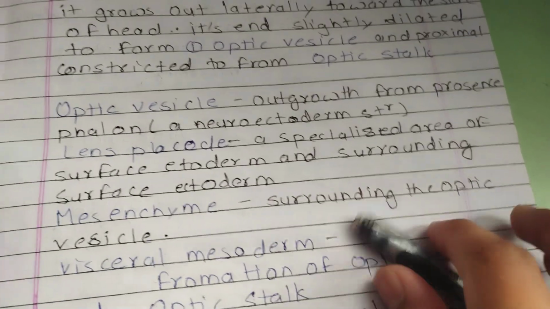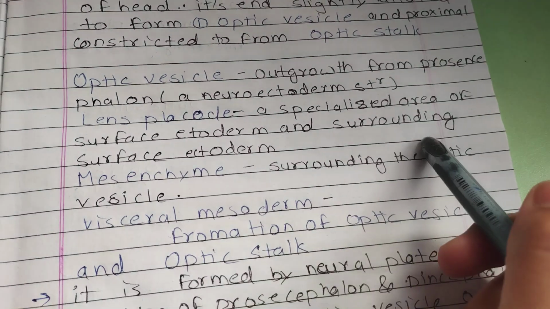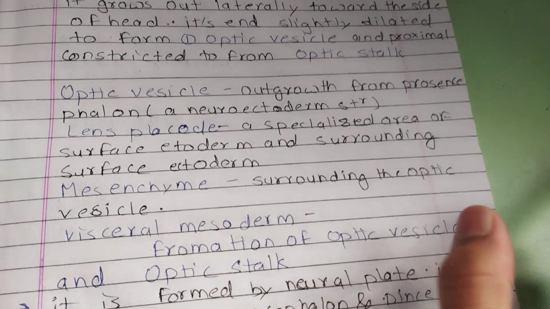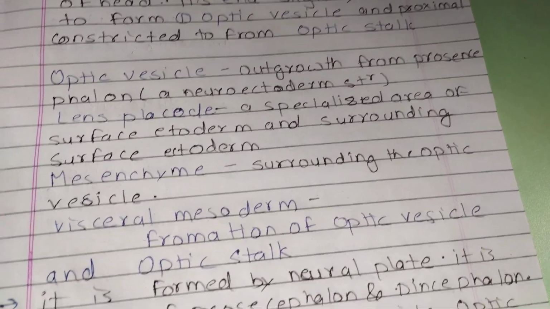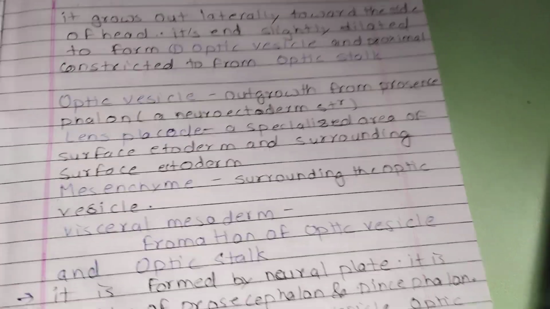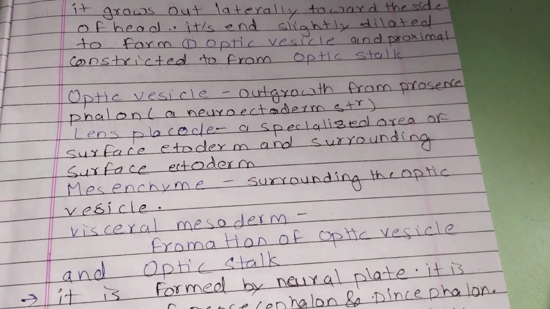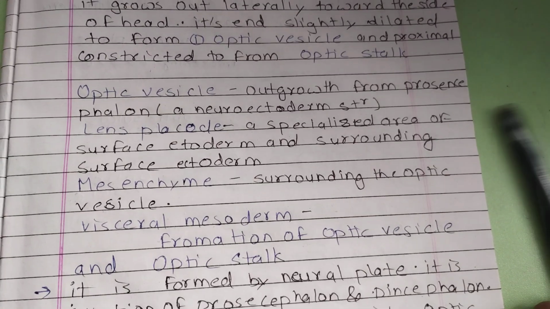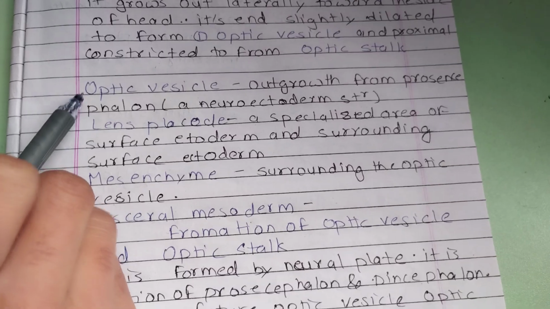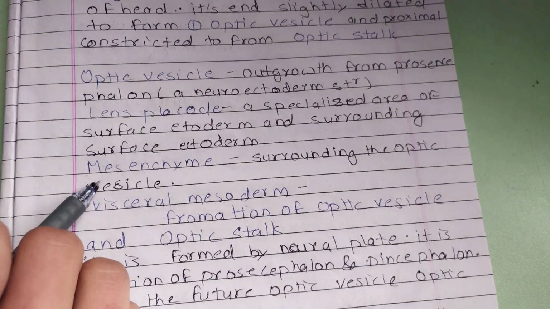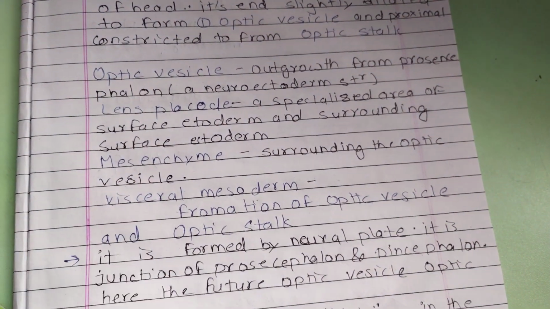And the lens placode. What is the lens placode? It is a specialized area of surface ectoderm, surrounded by the surface mesoderm. Then the mesenchyme, which surrounds the optic vesicle. Sorry for the movement of the camera. And the visceral mesoderm. These are the 4 points: optic vesicle, lens placode, mesenchyme, and visceral mesoderm. These are the important points in embryology of the eyes.